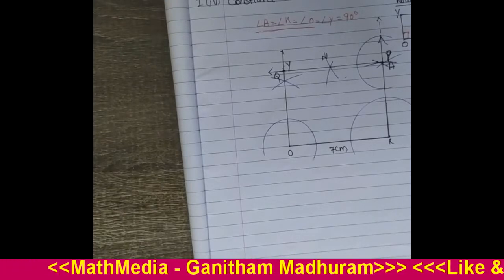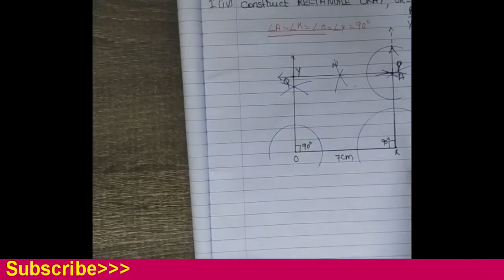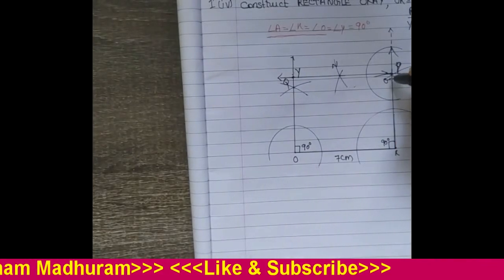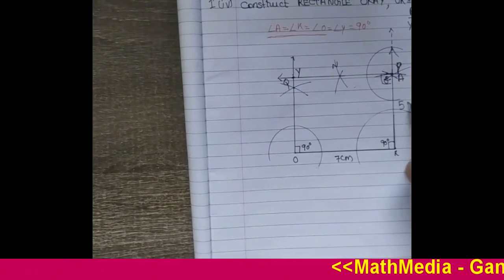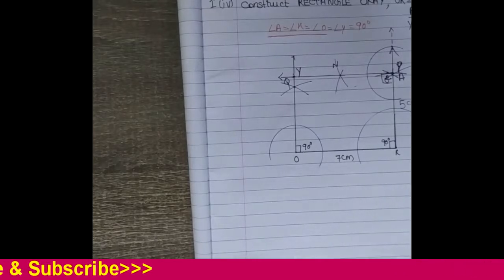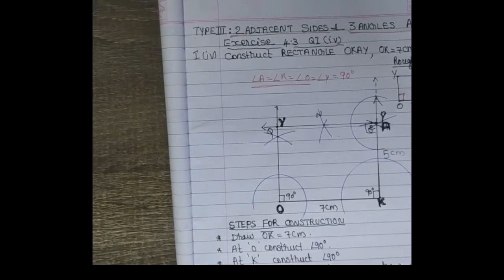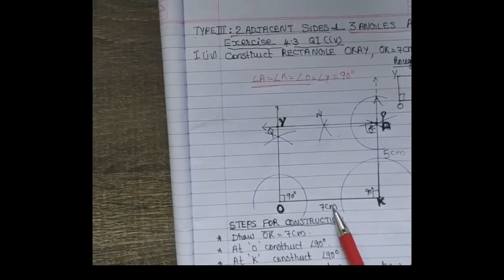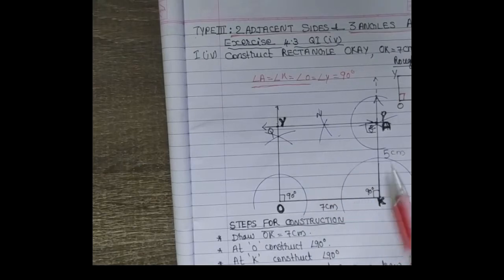Now we have to write the steps for construction. Also write the given measures. 3 angles we constructed. So these are the 3 angles and 2 adjacent sides given. Now we can see the steps for construction. First, draw line segment OK equal to 7 centimeter. At O, construct angle 90 degree. At K, construct angle 90 degree.